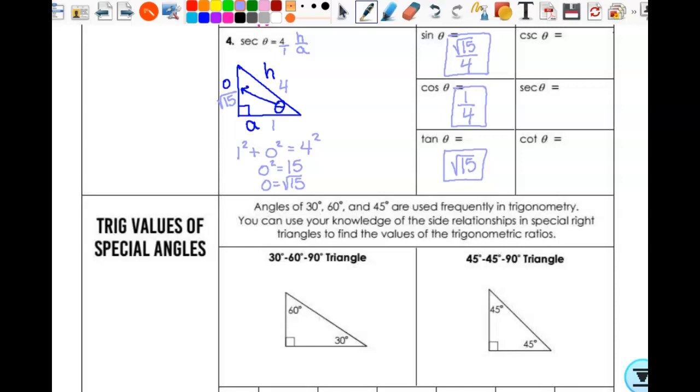Okay. All right, so cosecant is the reciprocal of sine. That's 4 over square root of 15. So what does that become? 4 square roots of 15 over 15. 1/4, reciprocal is 4. And then 1 over the square root of 15 becomes the square root of 15 over 15. All right. What questions do we have? We good?